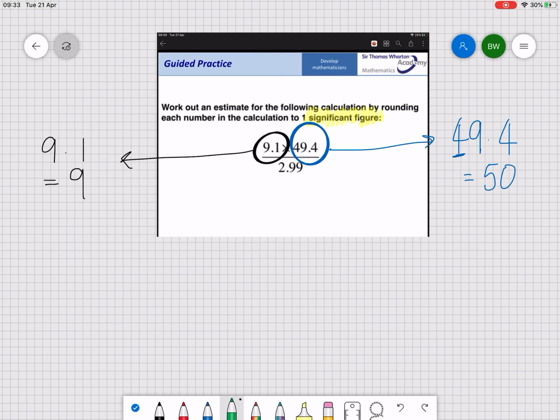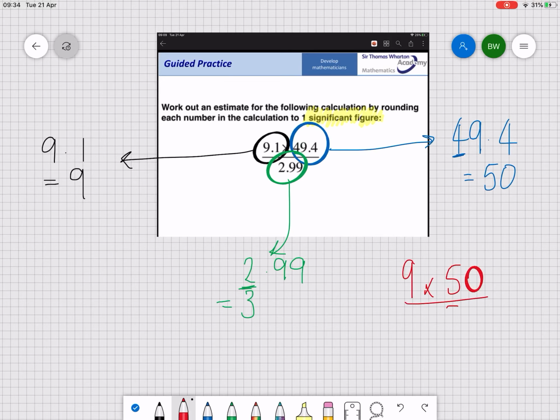And I'm going to do the same with 2.99. Okay, so the first significant figure is the 2, which is again in the ones column. So I'm rounding to the nearest whole number, which is 3. So I can now rewrite the original calculation. So 9.1 becomes 9, 49.4 becomes 50, and then 2.99 becomes 3. So now that I've got that, I can do the calculation. So 9 times 50 is 450, and I'm dividing it by 3.